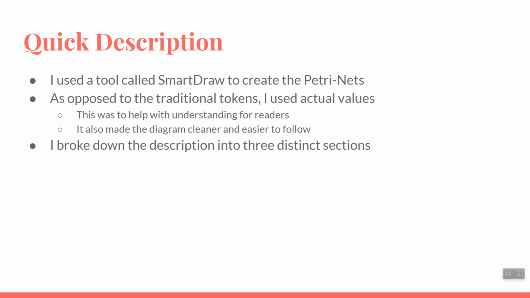So a quick description of what I did before we get into this. I used a tool called SmartDraw to help create the Petri-Nets. And as opposed to the traditional tokens that you would use with Petri-Nets, I went with the actual input values. This helped keep the document clean, and it becomes a little bit easier to read for the followers. I then also broke down the Petri-Net into 3 distinct sections for reading.